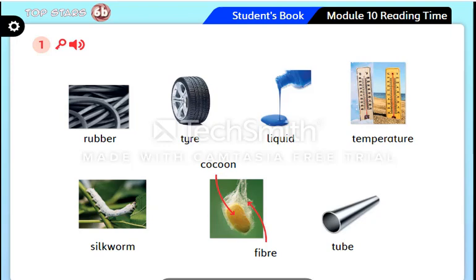Okay, one more time. Module 10. Reading time. 1. Vocabulary. Rubber. Tire. Liquid. Temperature. Silkworm. Cocoon. Fiber. Tube.